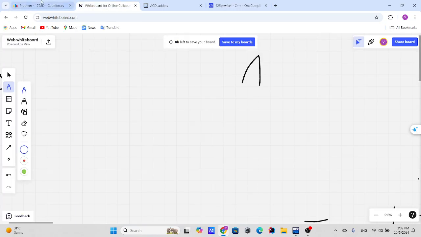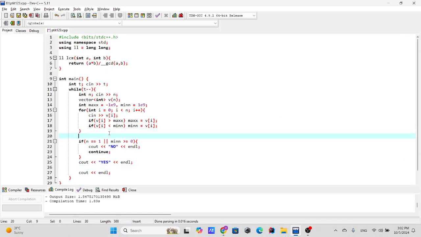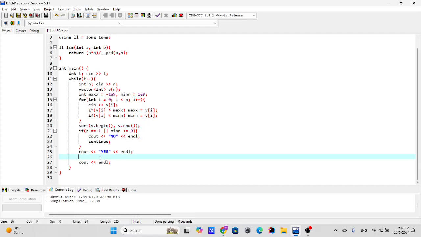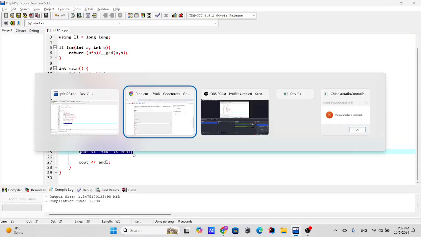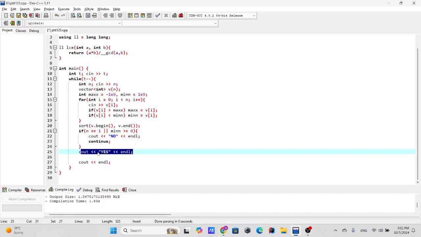Let me sort this array real quick. V dot begin and V dot end. After sorting it, what can we actually do here?